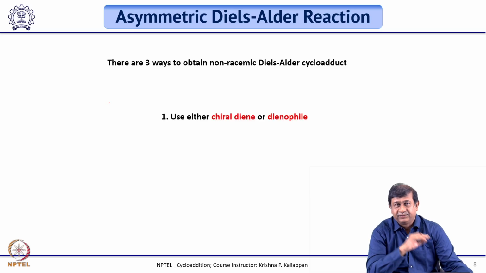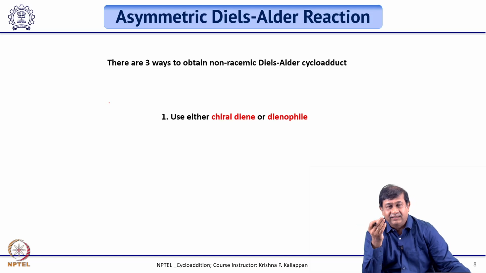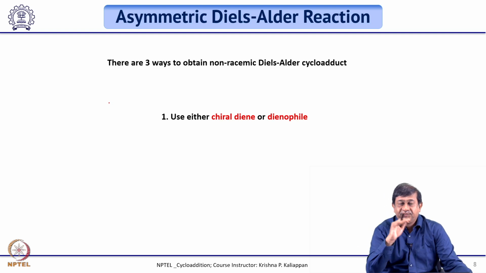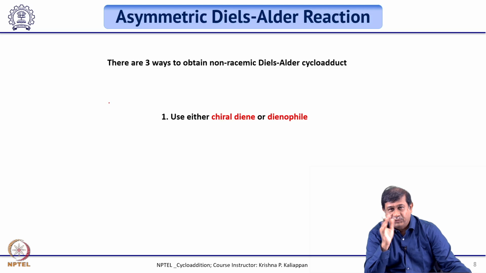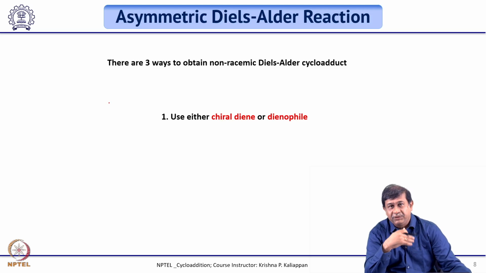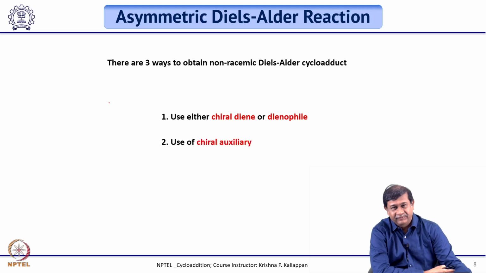One, you should start with a chiral diene or chiral dienophile, or in other words, you should have a chiral component attached to the diene or the dienophile. So, that way you can differentiate. The approach of the dienophile to the top face or bottom face, one of the faces will be more facile, and accordingly you will get one enantiomer more.